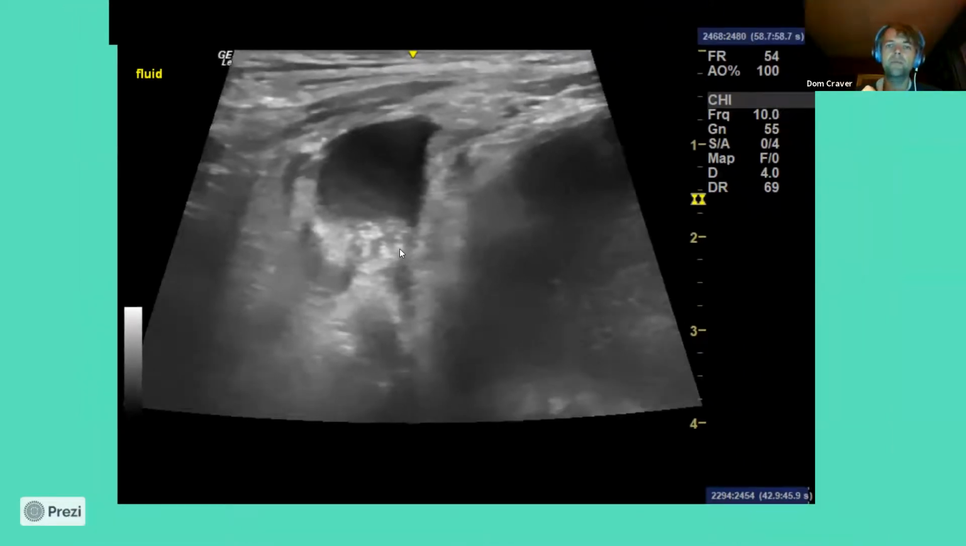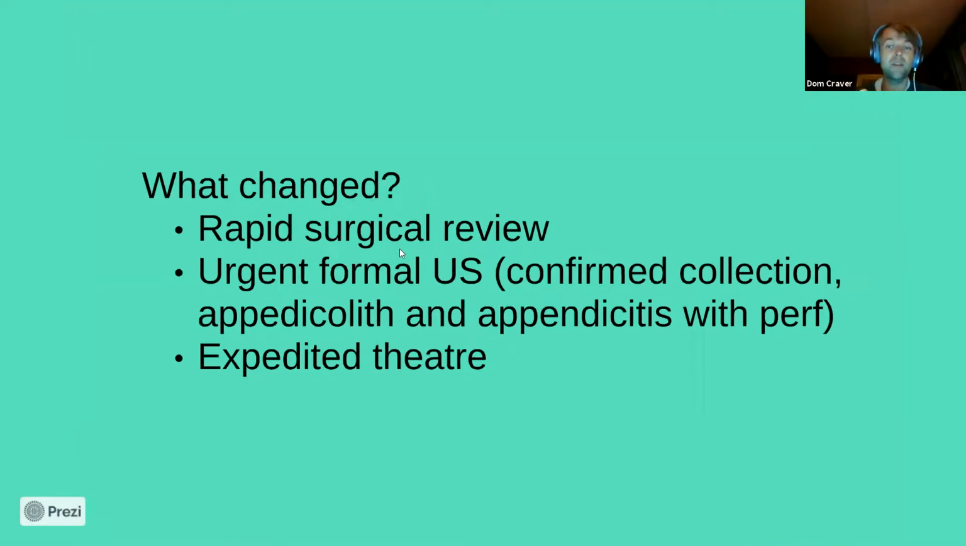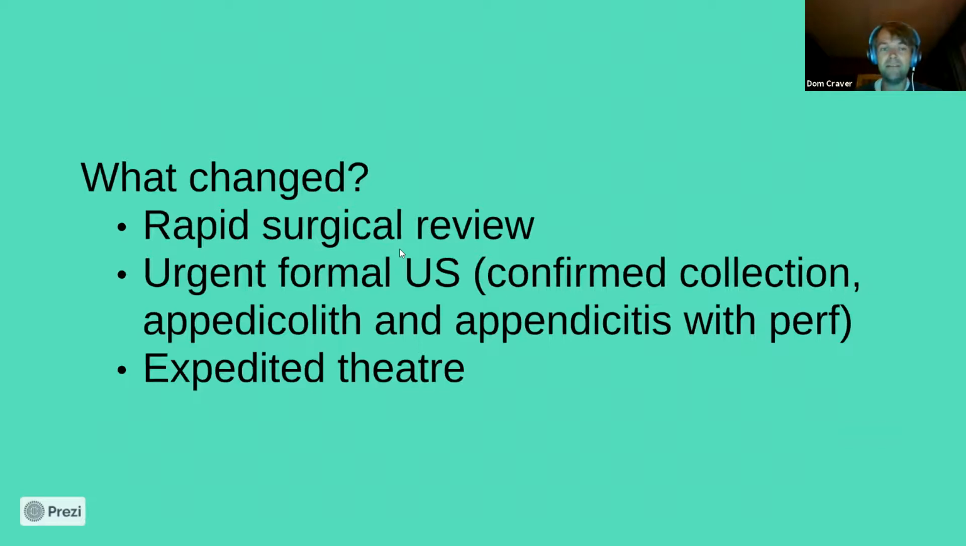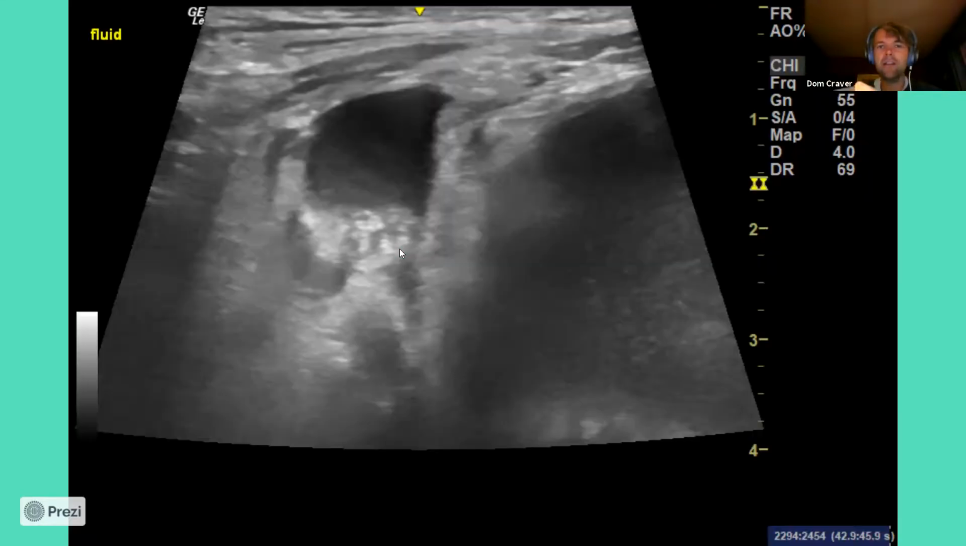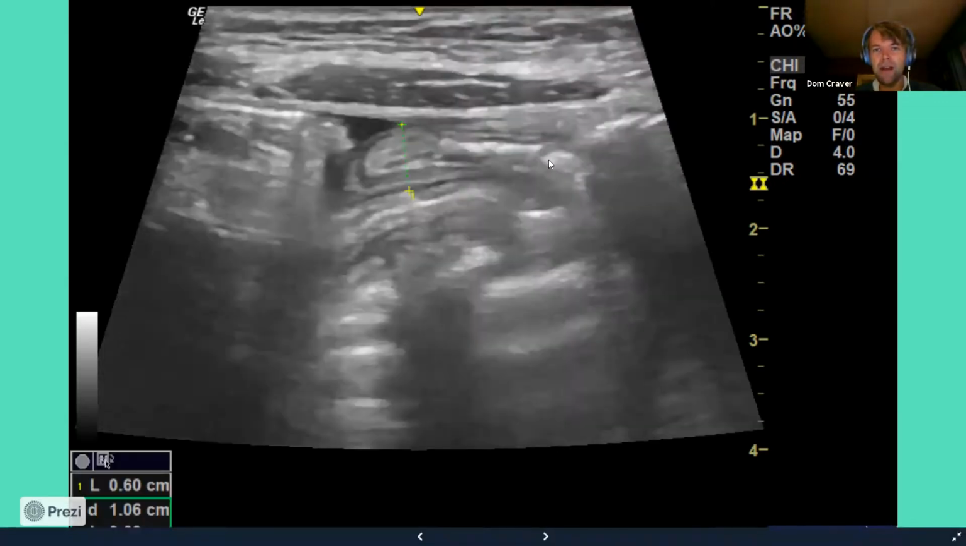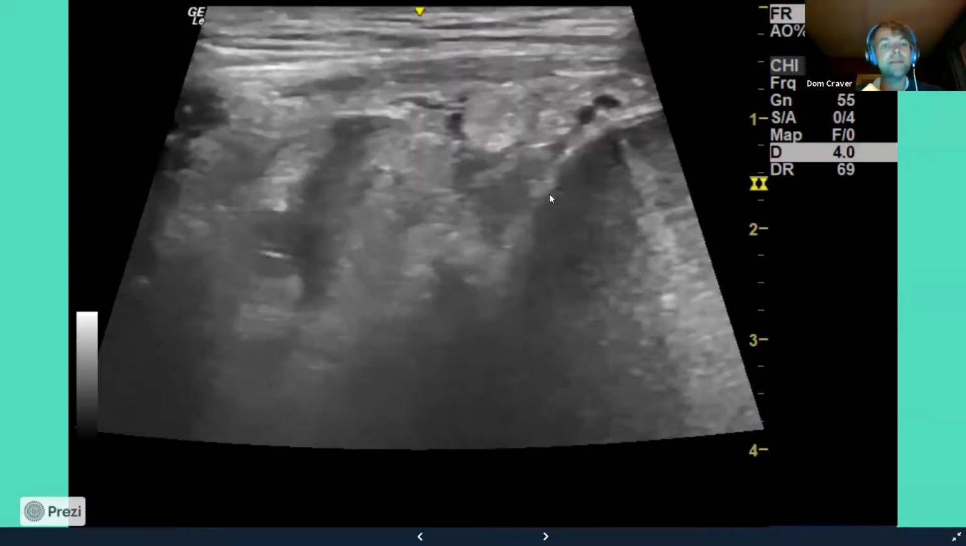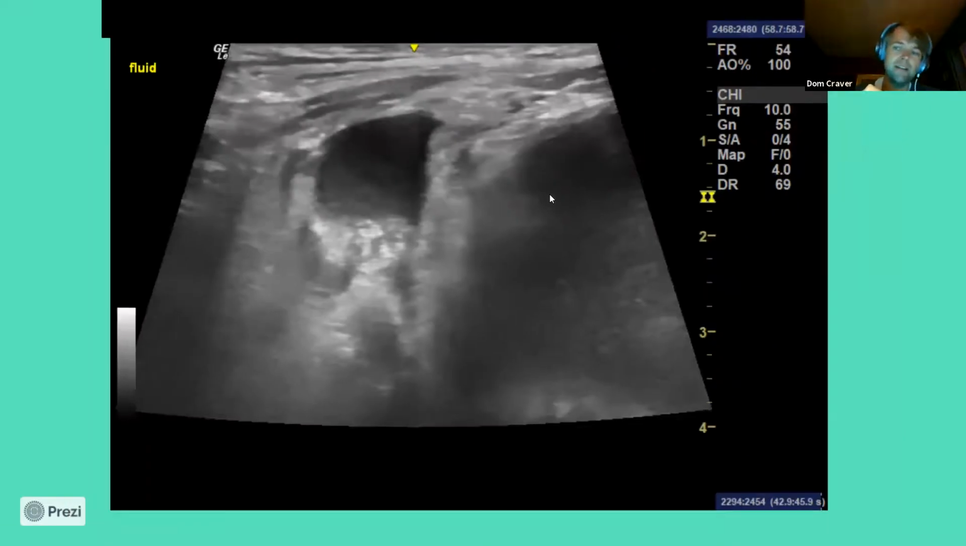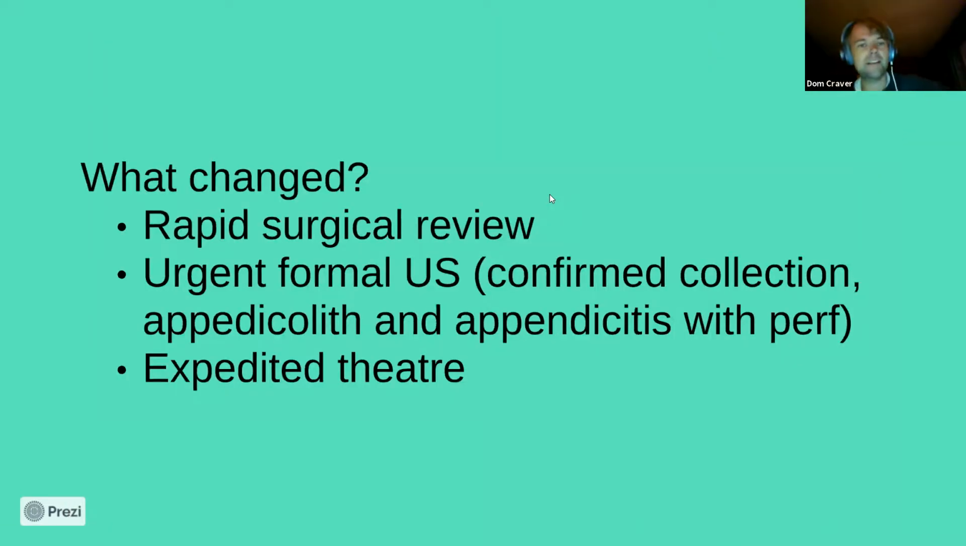And they did. So they confirmed that it was appendicitis with a perforation and appendicolith and a collection. I wonder if this just here might be the appendicolith just there that was stuck at the base of the appendix. I think it probably is. So again, his care was expedited. He went straight to theatre. Had to have a little bit of bowel resected, but he's been very well since being discharged.